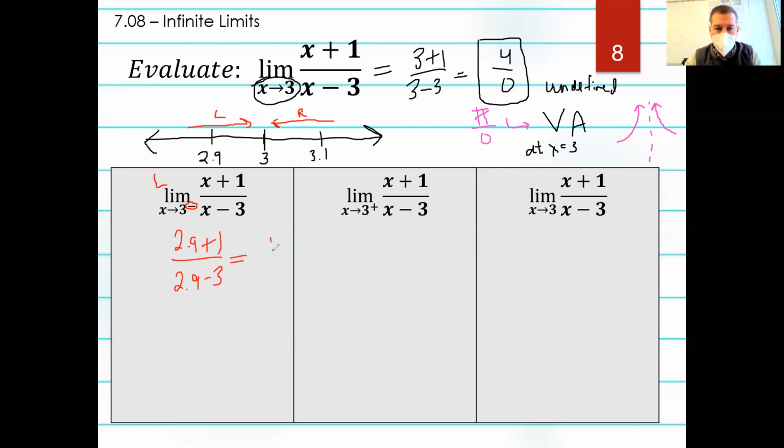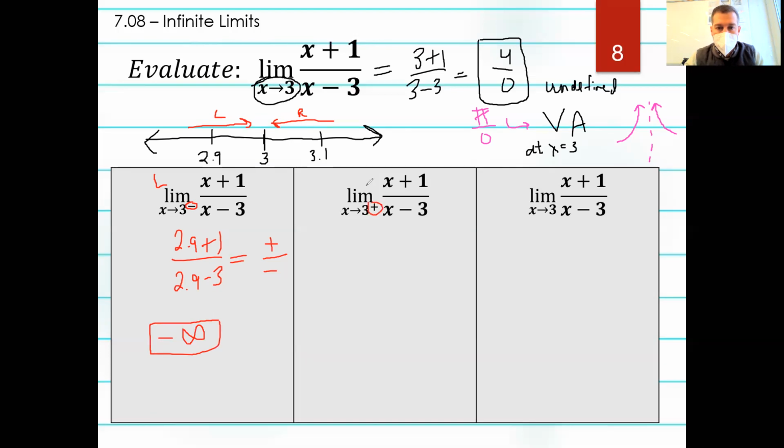So 2.9 plus 1, I just know that's going to be some kind of positive number. And 2.9 minus 3, well, 3 has the greater absolute value, so this is going to be some kind of negative number. Positive divided by a negative is a negative. Therefore, our answer is negative infinity. If you actually did this out, you'd get 3.9 divided by negative 0.1, which is about negative 39. And if you plugged in 2.99, you'd get about negative 399. So you get closer and closer to negative infinity, continuing to go down. That is our left-sided limit. I'll draw the picture later.